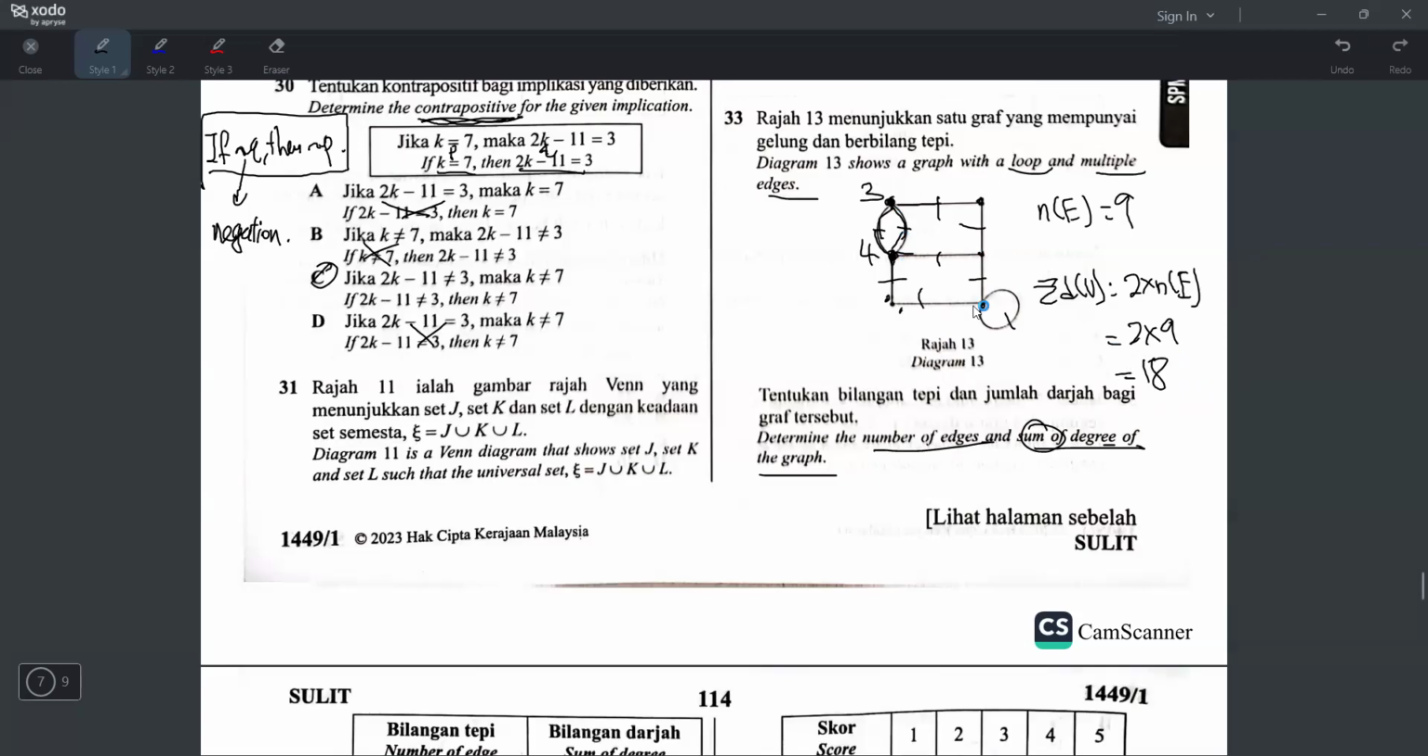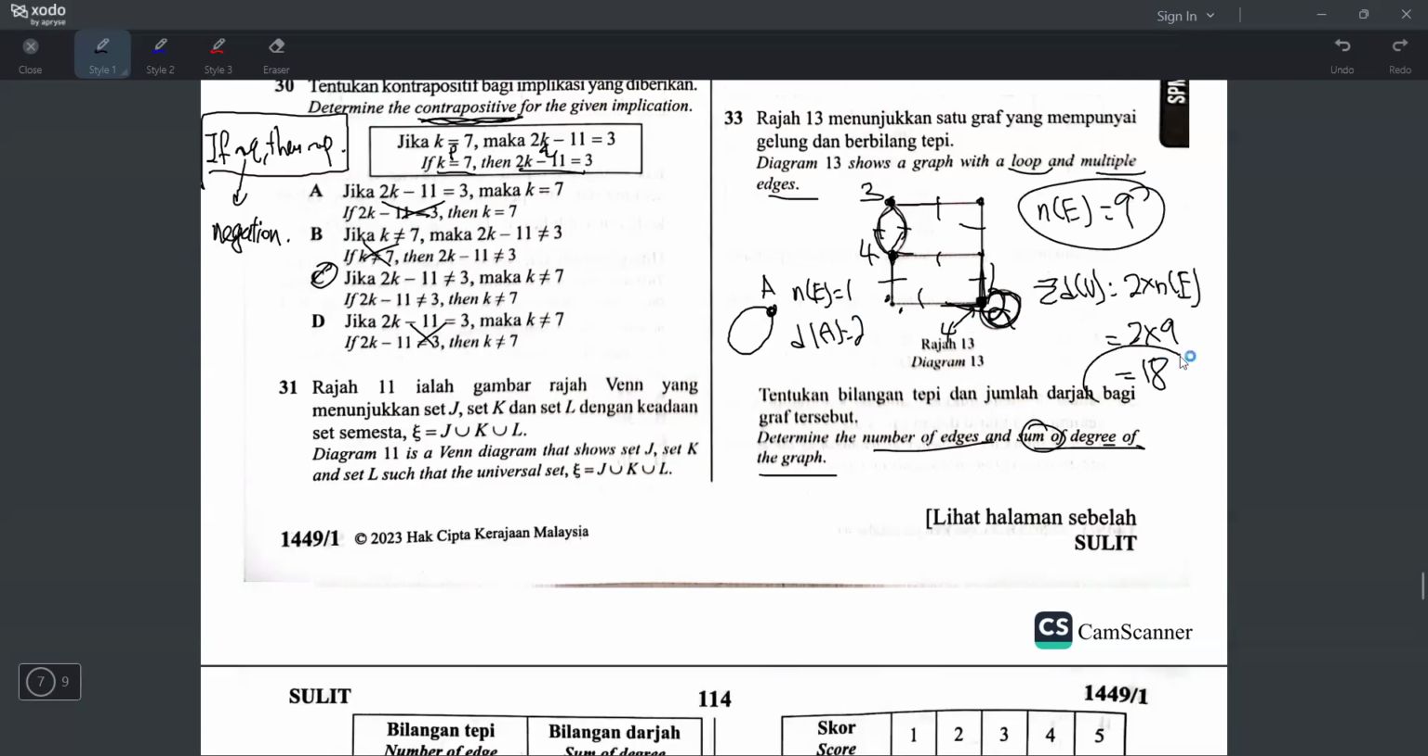One more thing I want to mention. For loop, kita kira dia sebagai satu edge. But if we want to count the degree, the degree of a loop will be 2. So one loop, if we count edges, is counted as 1 only. But when counting degree, let's call this vertex A, it will be 2 for the loop. So what is the total degree for this vertex? 1, 2, and the degree of loop is 2, so 3, 4. Total is 4. So remember that, that's important.